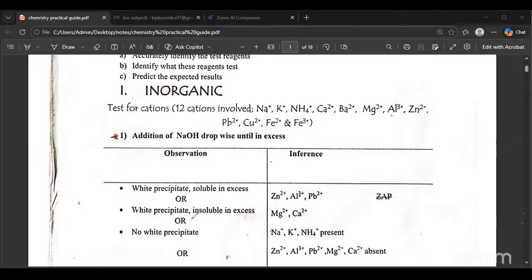Now we continue. White precipitate insoluble in excess. So nimesema ni magnesium ions or calcium ions present. So ukiingia pia class na upate white precipitate insoluble in excess, lakini zenye unakumbuka ni ZAP, unaweza andika hapa ZAP. So I'm going to write in short, which is ZAP is zinc ions, aluminium ions and lead ions. So juu ni insoluble in excess, na unajua hizi ndo zina dissolve, unaandika hawa hawako, these ones are absent.